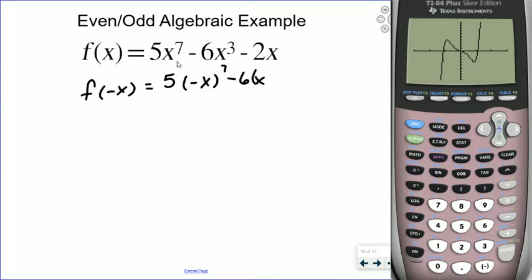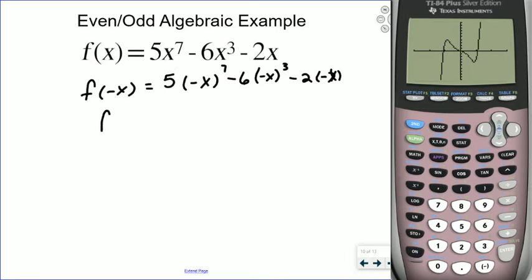6 times, that is a negative x cubed minus 2 times negative x. And there's a negative x. Okay, so now we want to simplify our function.